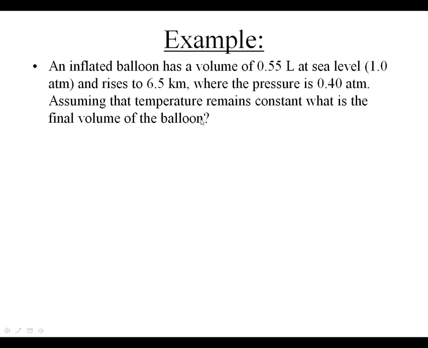Okay, so if we take the same approach here, we have a volume that is 0.55 liters. We have 1 atmosphere, which is a pressure. We have 6.5 kilometers, which is useless information. We have another pressure, which is 0.4 atmospheres. And we are looking for a volume. So again here, if you just pull the information out, it obviously should take us back to Boyle's law.